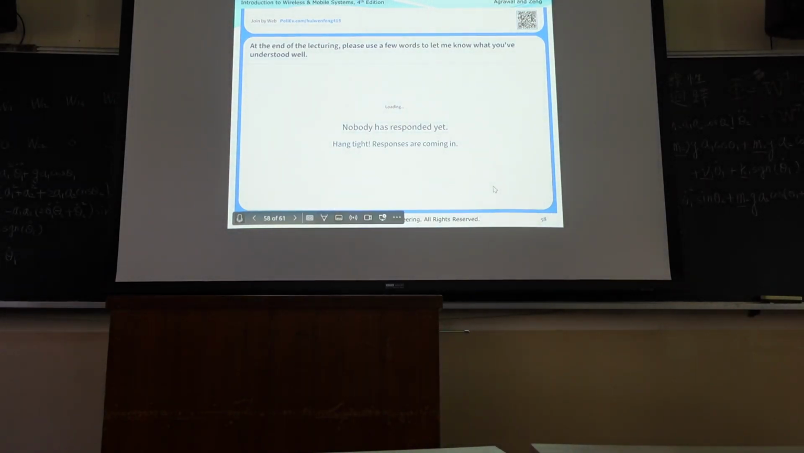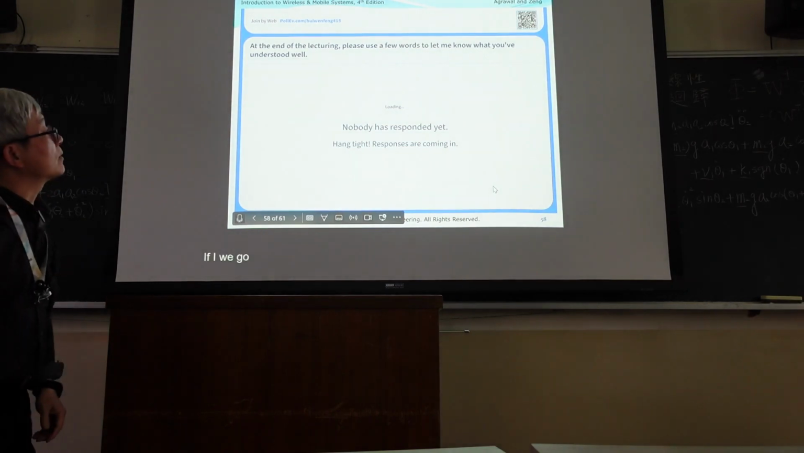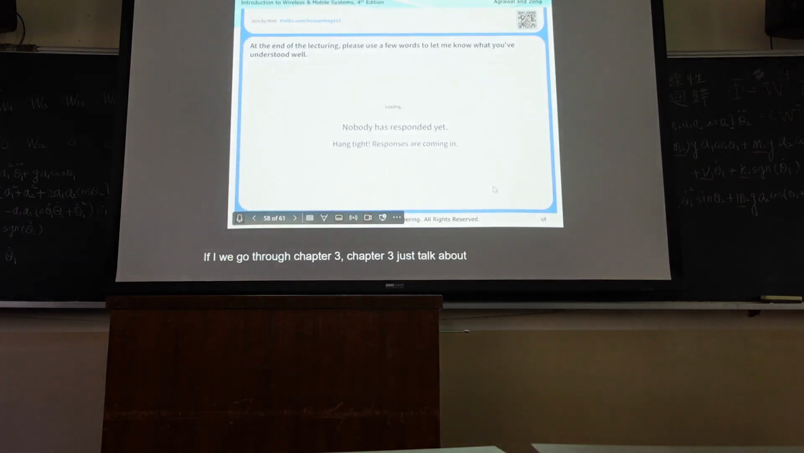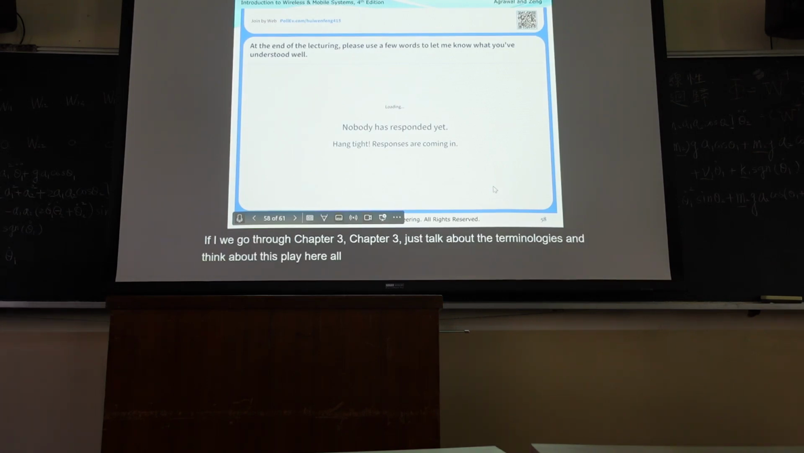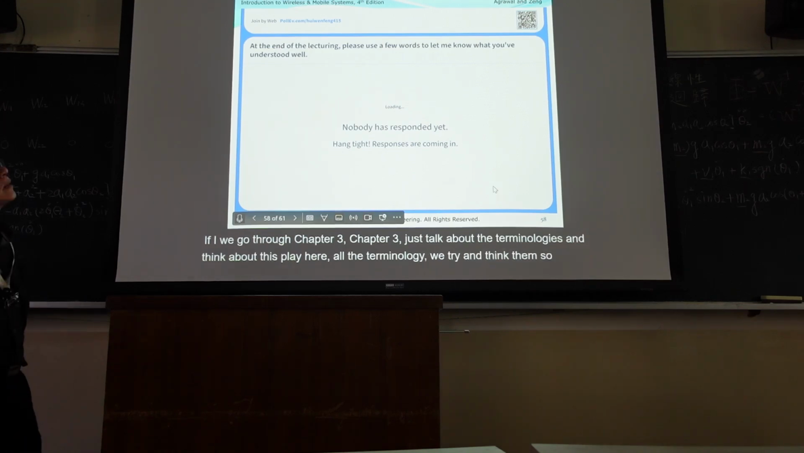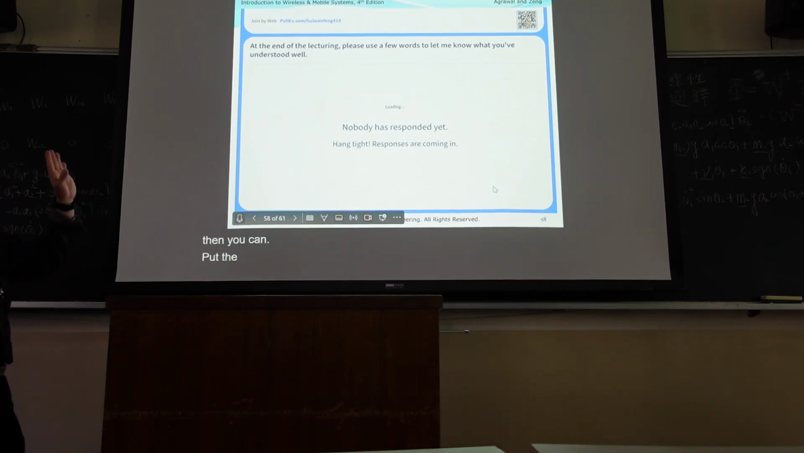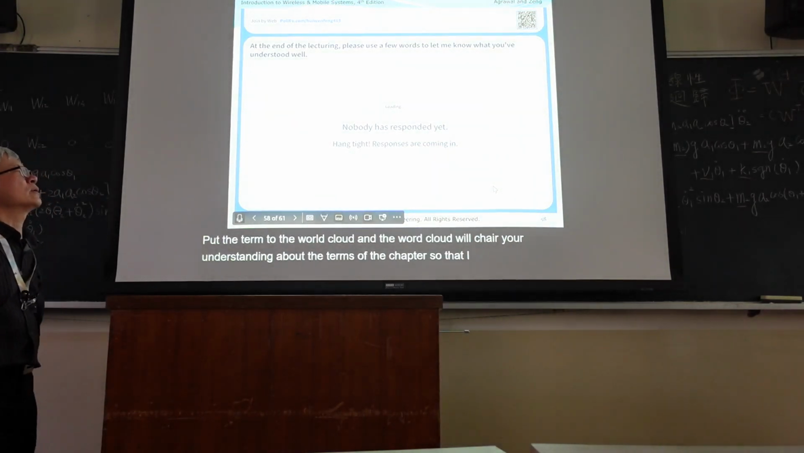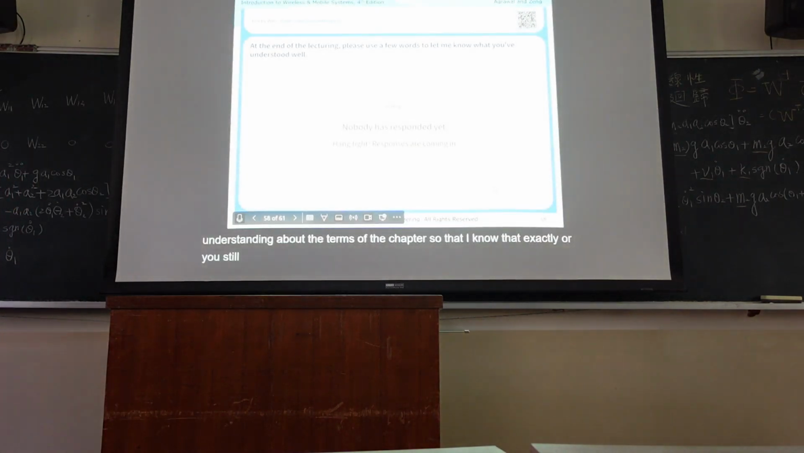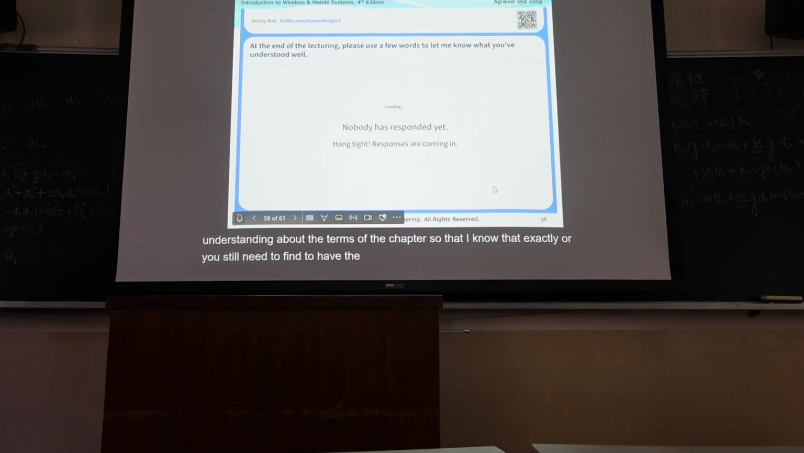If we go through chapter 3, we just talk about the terminologies. Going through all the terminology, think about which ones you know well. If yes, then you can put the term into the word cloud, and the word cloud will check your understanding of the terms of the chapter. So that I know you know them exactly, or you still need to refine to have the exact terms. You have 2 minutes to think about the terms and key them in.